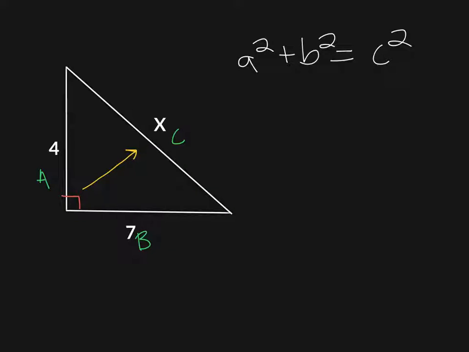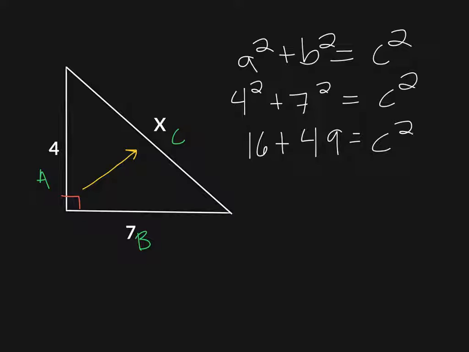So a squared plus b squared equals c squared. And I already identified some of the sides for you. We know what a and b are, so we can go ahead and plug those in. So I can say that 4 squared plus 7 squared equals c squared, because we don't know what side c is. So let's simplify what some of these are. 4 squared is 16. 7 squared is 49. And once again, we don't know what c squared is.